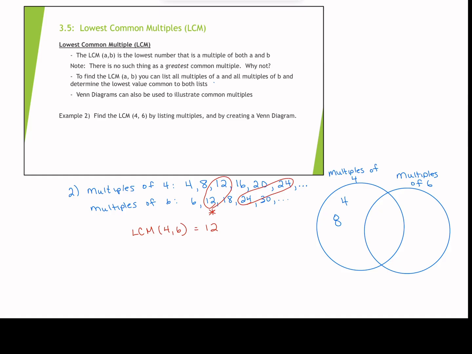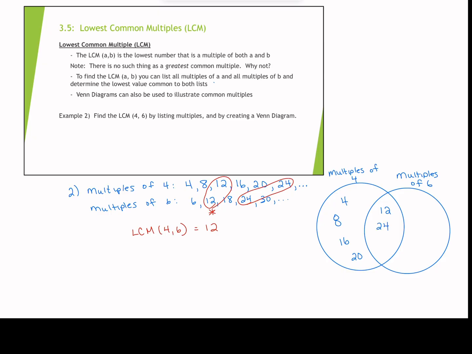We've got 4, 8, and then we would have 12. Now we know that 12 is also a multiple of 6, so we can fill it in the center where the intersection of those two sets is occurring. So we've got 4, 8, 12. We've got 16 as a multiple of 4. Again, that's not common to both lists. We've got 20 that is a multiple of 4. And we've also got 24, which is a multiple of 4, but that's also a multiple of 6. So we put that in the middle.